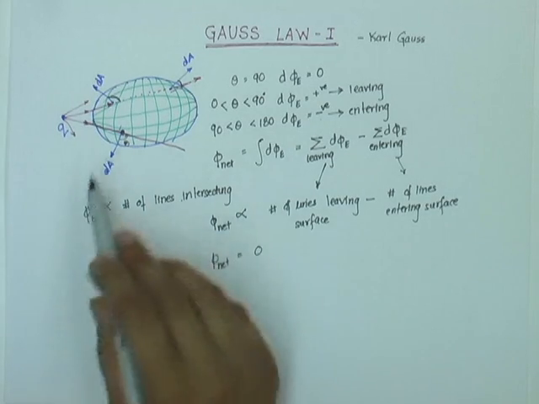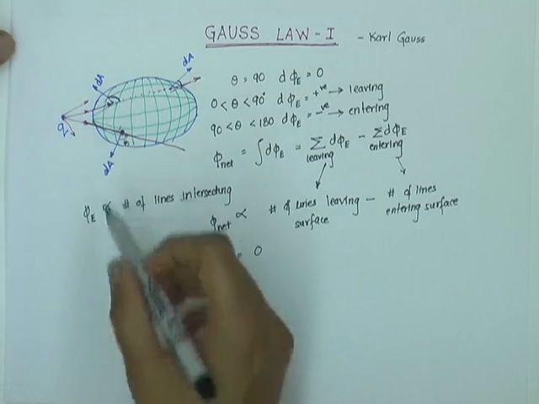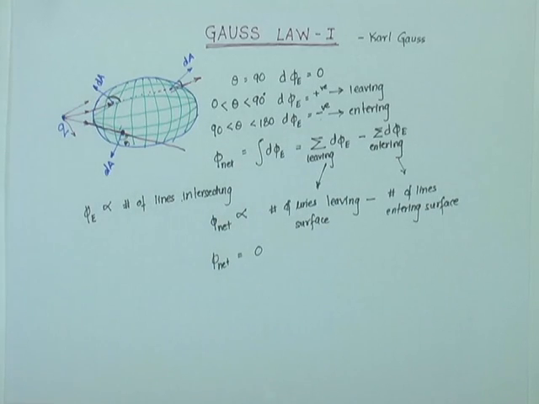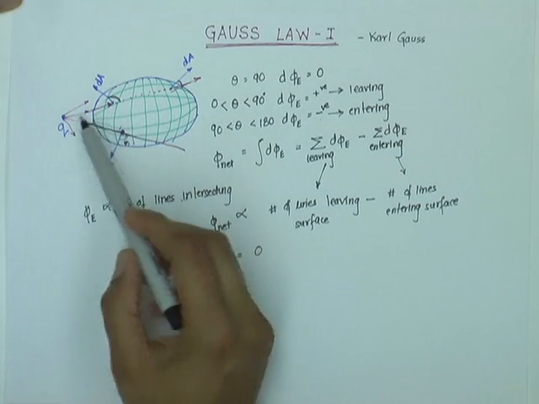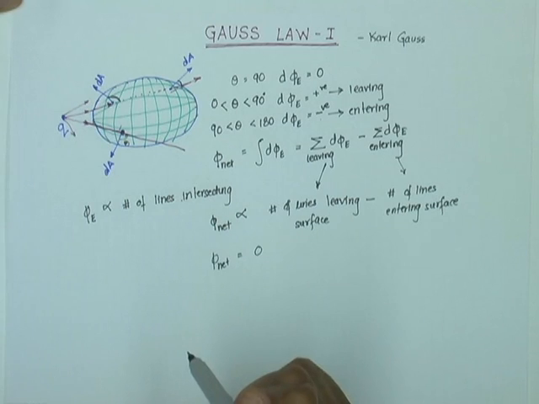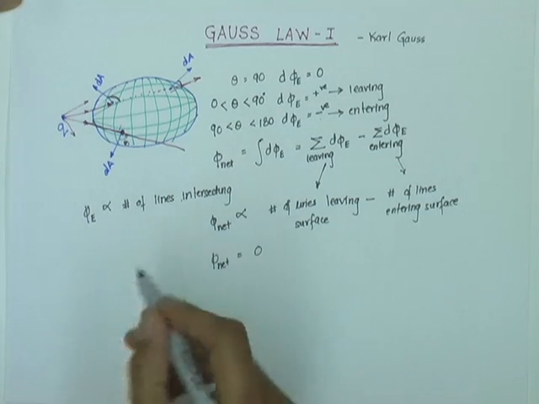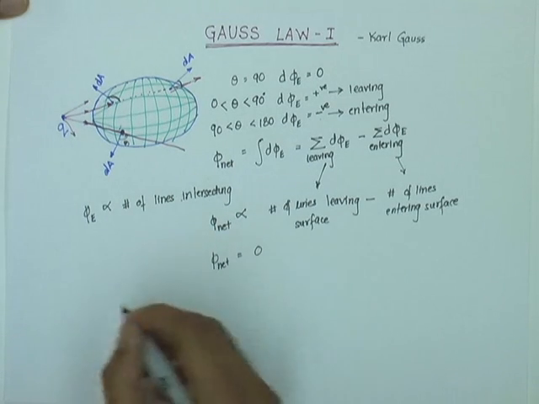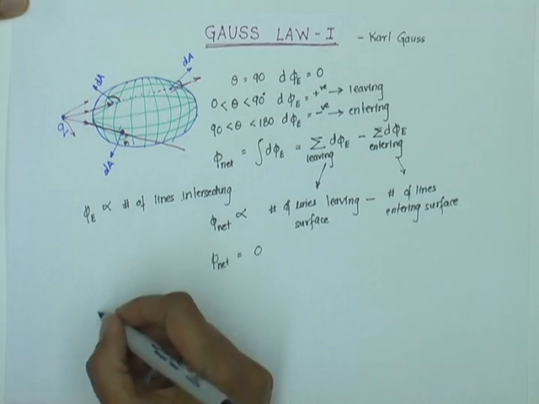And really, it does not matter what the shape is. This could have been a square, a cuboid, a starfish, or anything. If a surface does not have a charge inside it, then the net flux over that surface is always going to be 0. So let me say one more point.